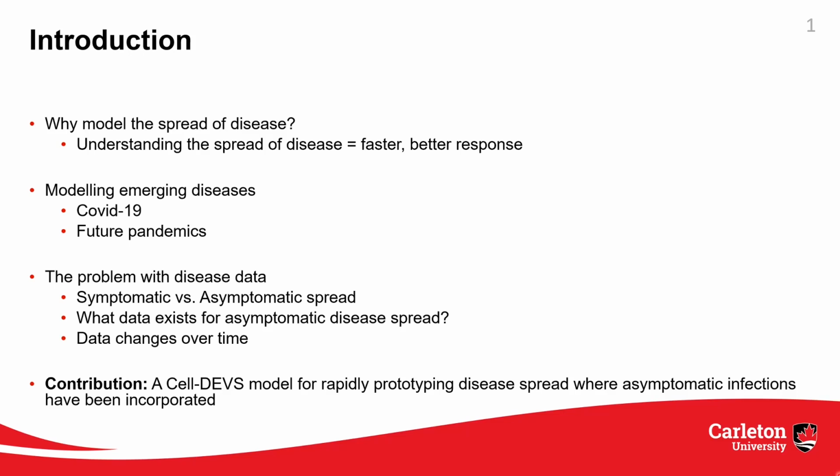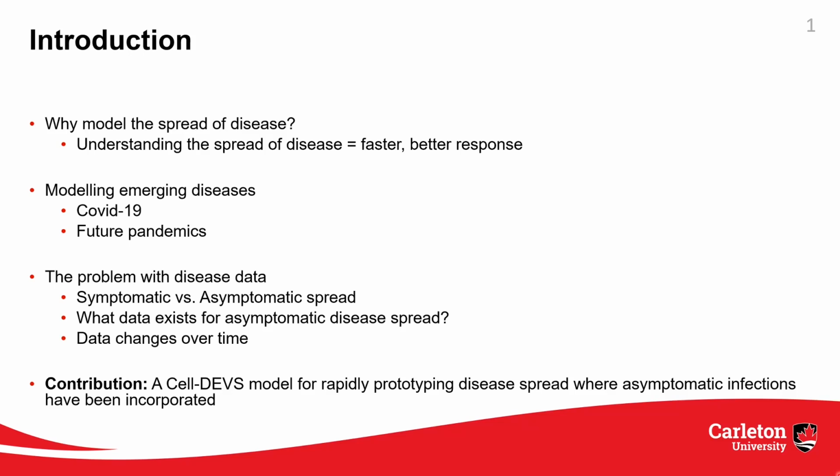Now the problem here is both of these carriers spread the disease. So we would ideally want to stop asymptomatic carriers before they spread it. But what data exists for asymptomatic carriers? That's the biggest problem. If an asymptomatic carrier doesn't know they have COVID-19 and they don't have symptoms, why would they go get tested? If they're not going to get tested, we don't know they have COVID and we don't have any data for them.